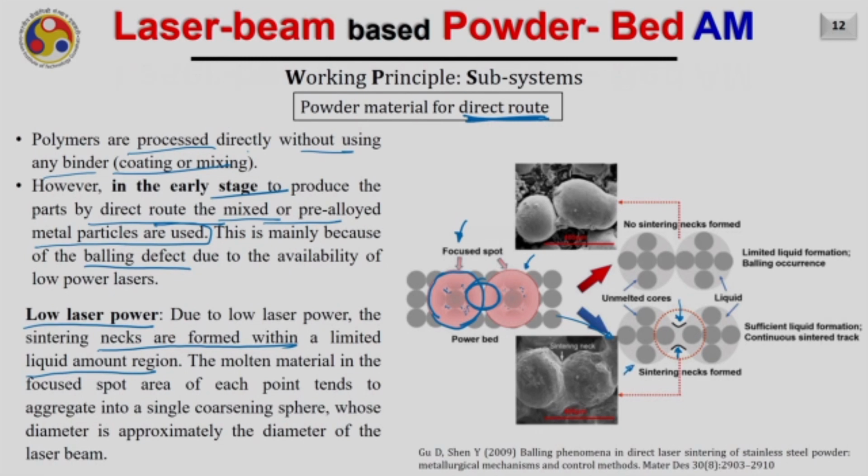Hence, the powder particle melted at this particular instant will form a bridge between the particles getting melted at the next instant. Hence, you will get a uniform single track deposited on the substrate.